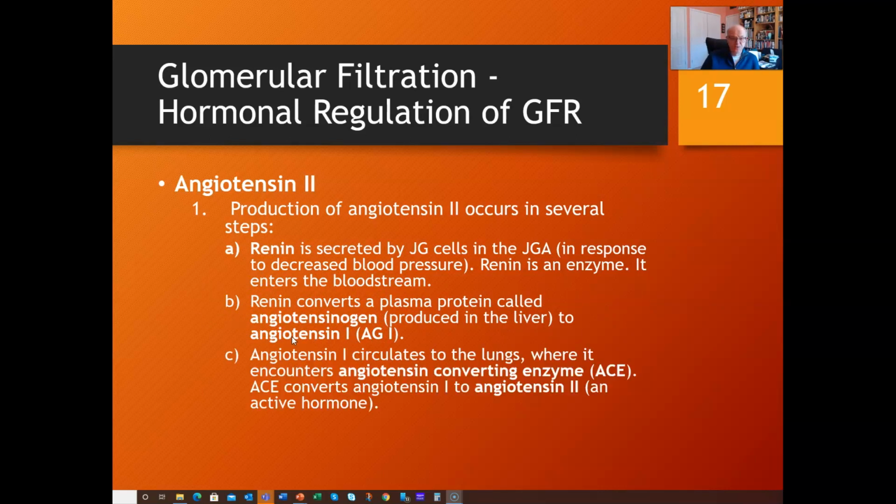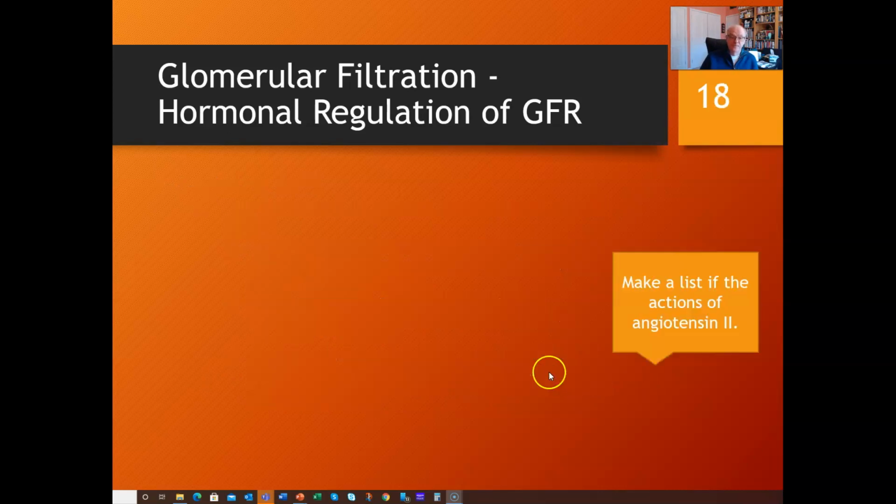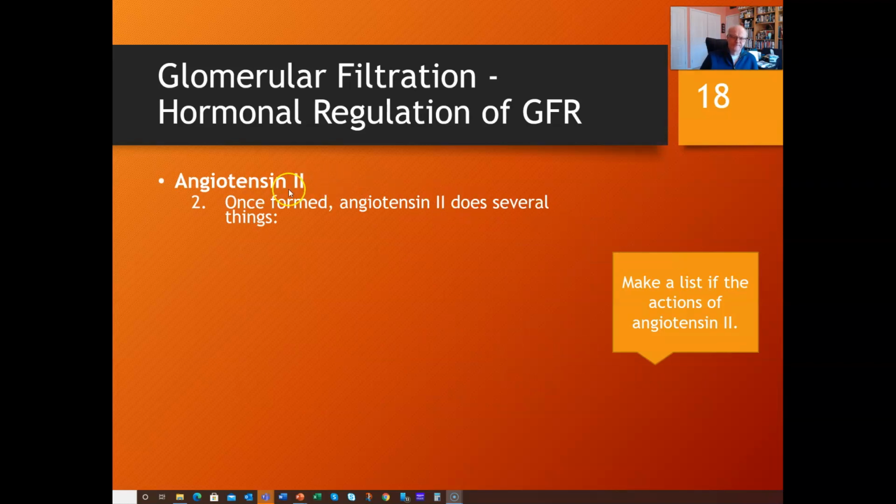Angiotensin I does not do the job we want. But it circulates to the lungs, where it encounters something called angiotensin converting enzyme, ACE. Now, those of you in the medical field might think, oh, ACE inhibitor, I've heard ACE, and you would be right, and we'll come to that shortly. The angiotensin converting enzyme converts angiotensin I to angiotensin II, which is the active hormone. Okay? So, angiotensin II does the following, and it's somewhat counterintuitive.